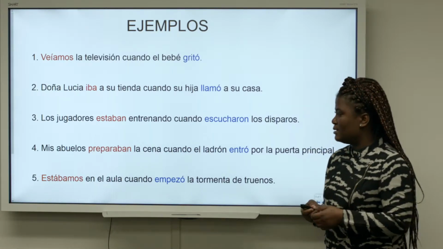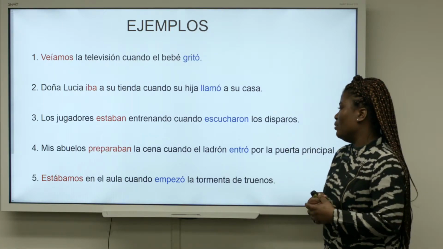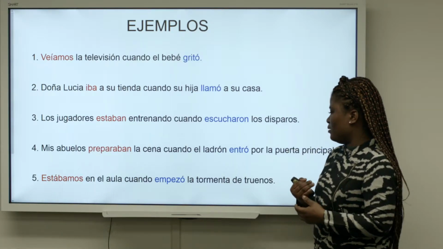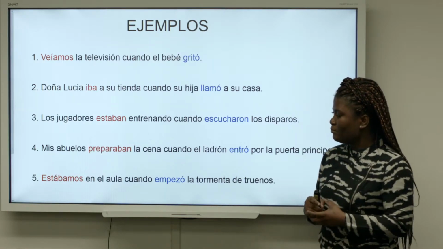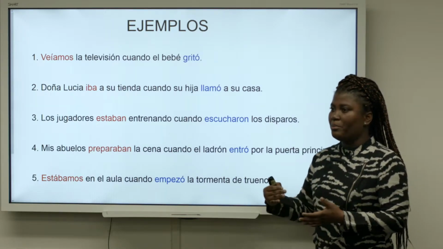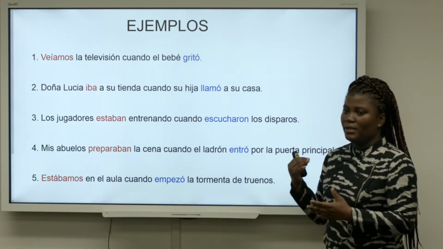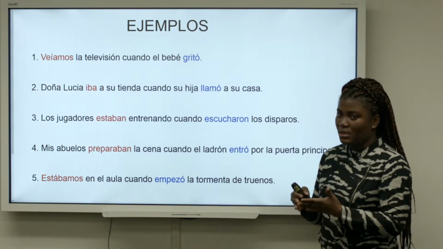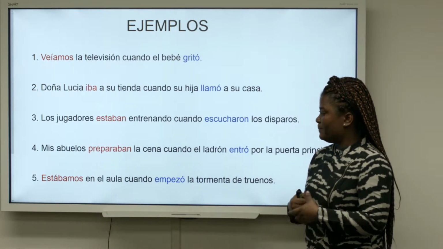Now, the 4th sentence. My grandparents were preparing dinner when the thief entered through the main door. So my grandparents were in the process of preparing dinner. That was an action that was in progress. And then the thief entered. So that action interrupted the first action of preparing the dinner.